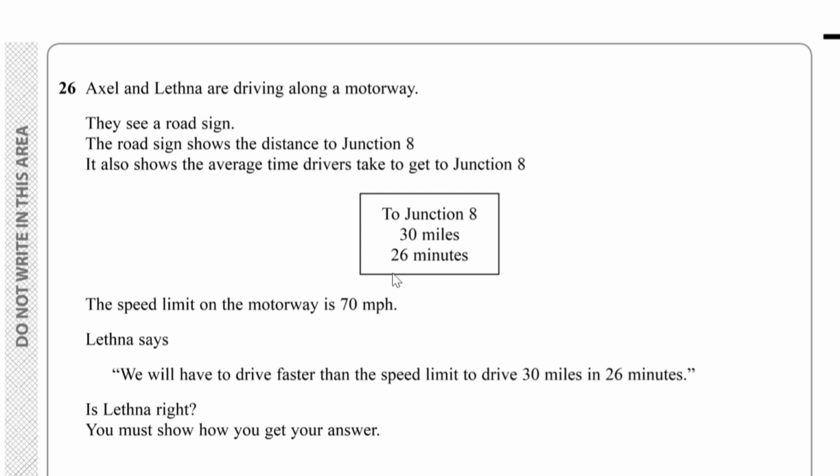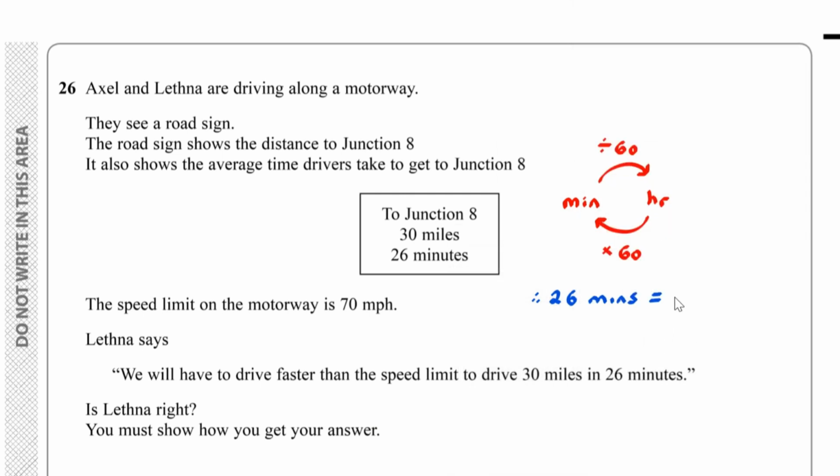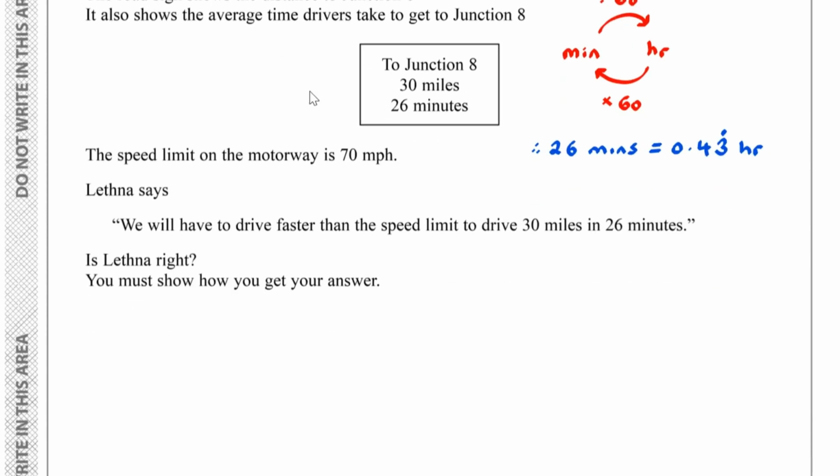Now here we've got miles per hour. So what we can do is convert the minutes into hours. And to do this we would have to divide by 60, and also hours to minutes we times by 60, which means that the 26 minutes, if I divide that by 60, well, we get 0.43 recurring hours. So with this we can find out the average speed.